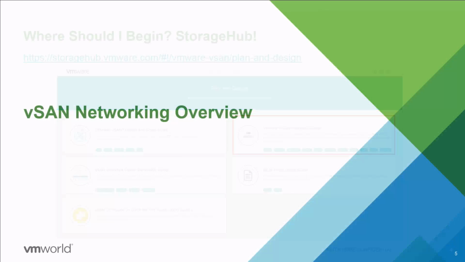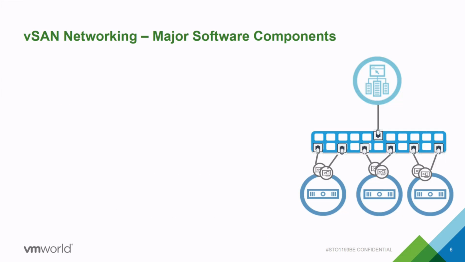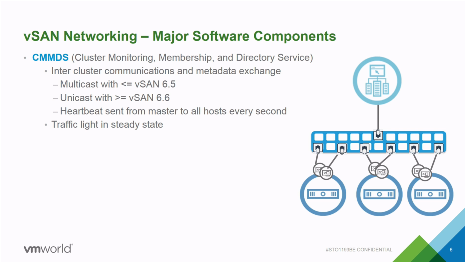Great. So a networking overview. Let's start by the major components that really use networking from a vSAN perspective. The first one of the vSAN components that we're talking about is the CMMDS. This is the Cluster Membership Monitoring Directory Service.